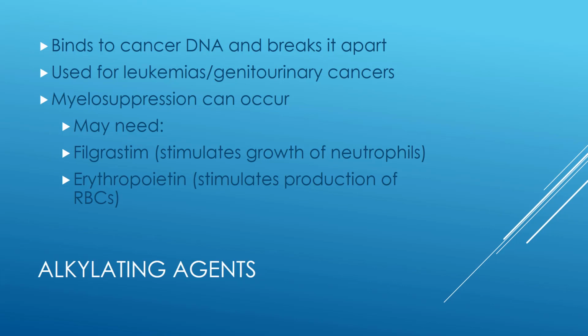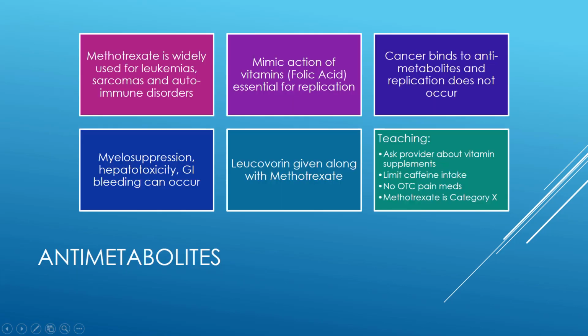Clients will need to be placed on neutropenic precautions, bleeding precautions, and may need administration of filgrastim, which stimulates growth of neutrophils, or erythropoietin, which stimulates the production of red blood cells. I will move on to a different class of medication, and those would be the antimetabolites.